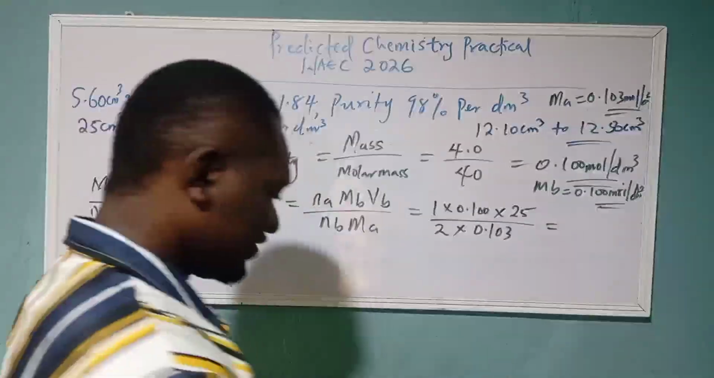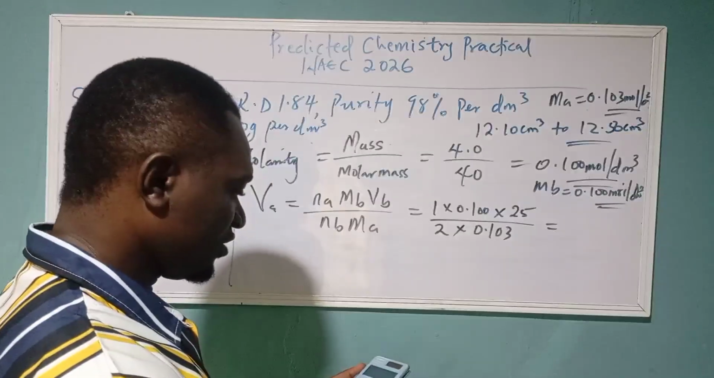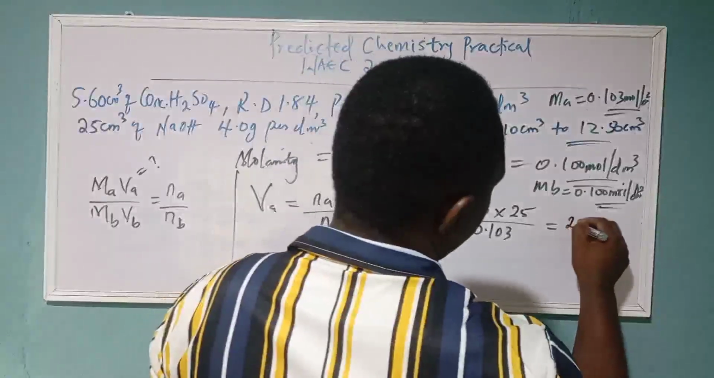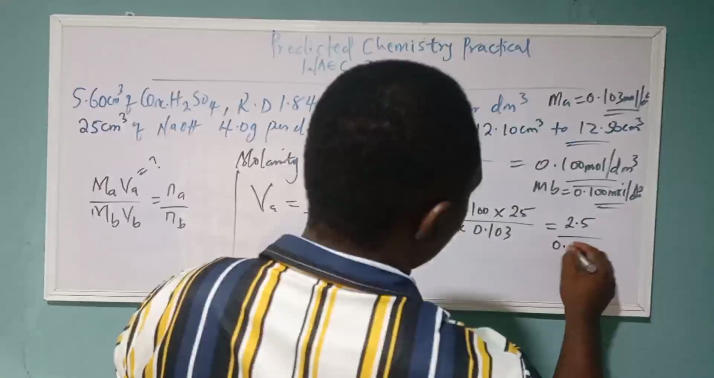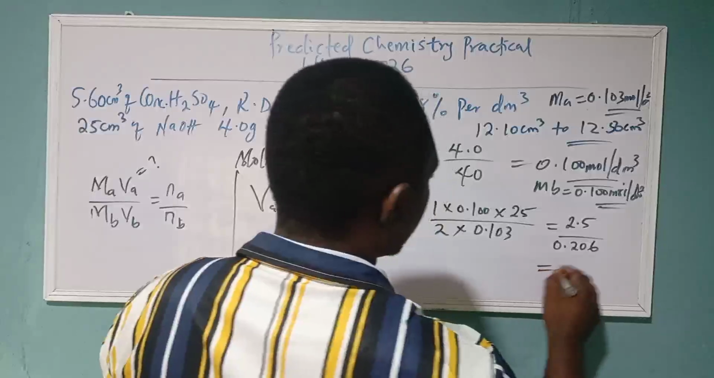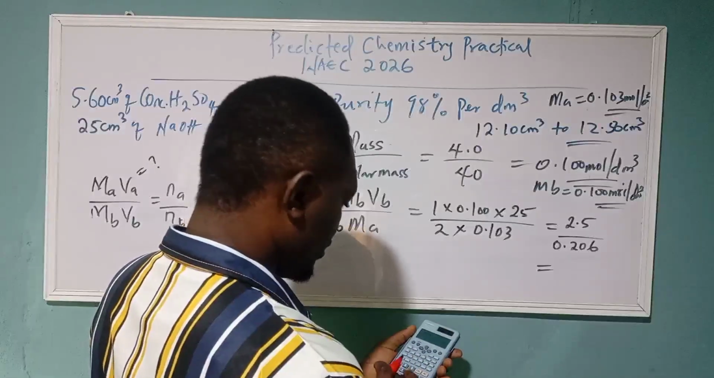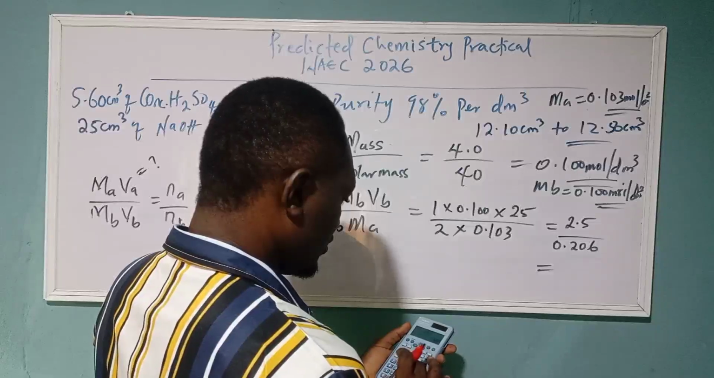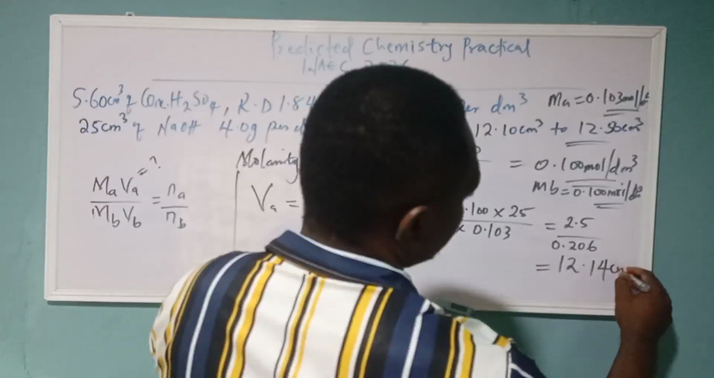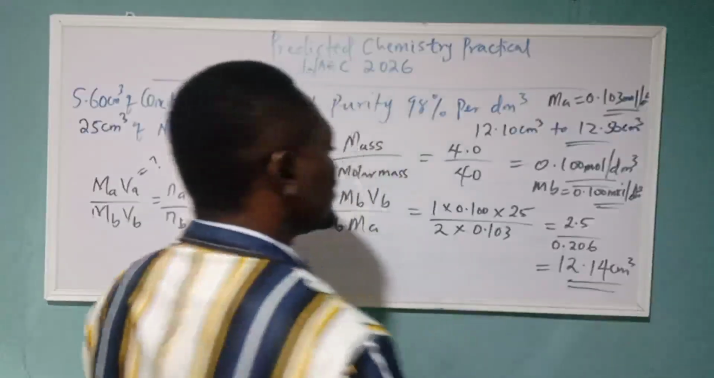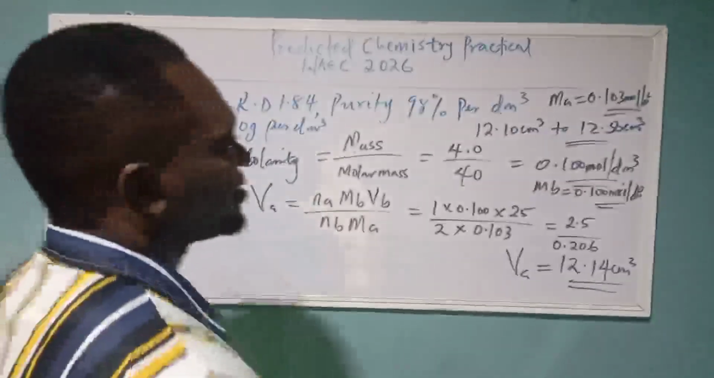So let's finalize it. We have 0.1 times 25, which is 2.5, divided by 0.206. So 2.5 divided by 0.206 is going to give you 12.14 centimeters cube. So this is the VA, the volume of the acid, the average volume of the acid, right?